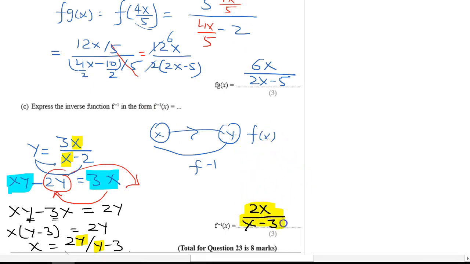This is a very important point you must know: for f inverse of x, our equation is in terms of y only, but we have to write it in terms of x.